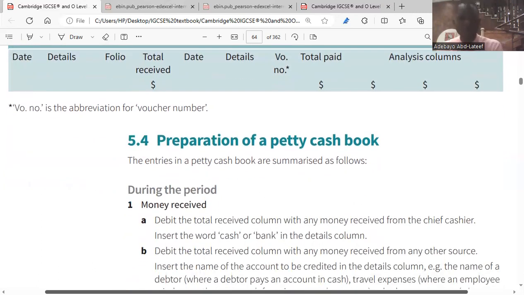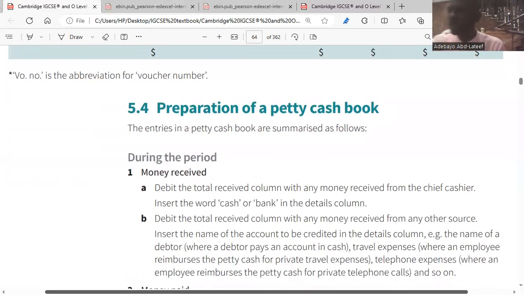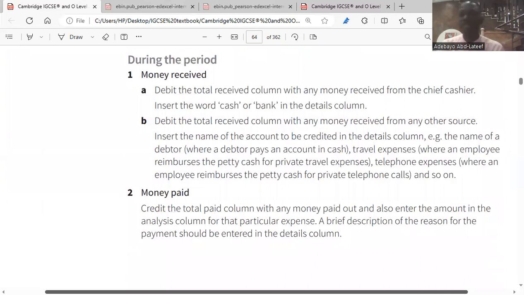Okay. Preparation of the petty cash book. Are you there? Preparation of the petty cash book. Where are we? All right, good. It says the entries in the petty cash book are summarized as follows. Money receipt: debit is the total receipt column with any amount received from the chief cashier. So the debit side of the petty cash book is recorded with whatever the petty cashier receives.